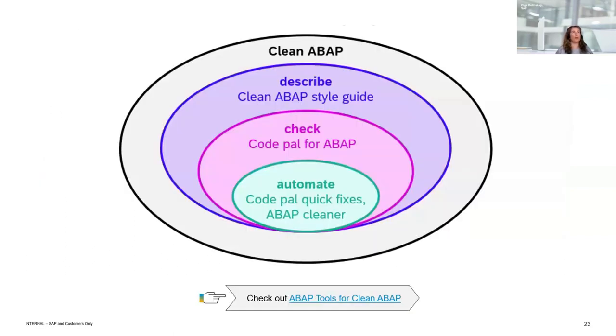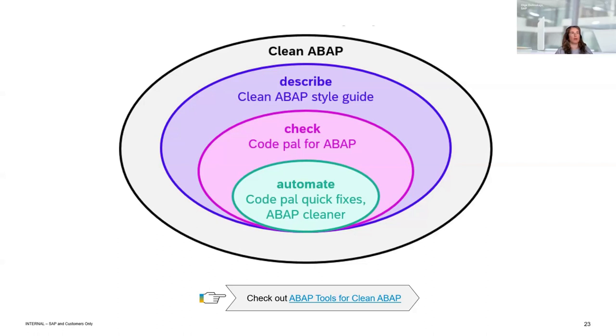And let's start with this picture about the interplay of the clean ABAP initiative, the clean ABAP style guide and tools available here. This outer circle represents clean ABAP, everything you can do around your code to make it clean. The second circle, the describe circle, is the place for the Clean ABAP style guide, which represents the set of rules which can be applied for adherence to Clean ABAP for your code. The next circle is a smaller circle, the check circle, which signalizes which tools exist, like CodePal for ABAP, to check your code for Clean ABAP.